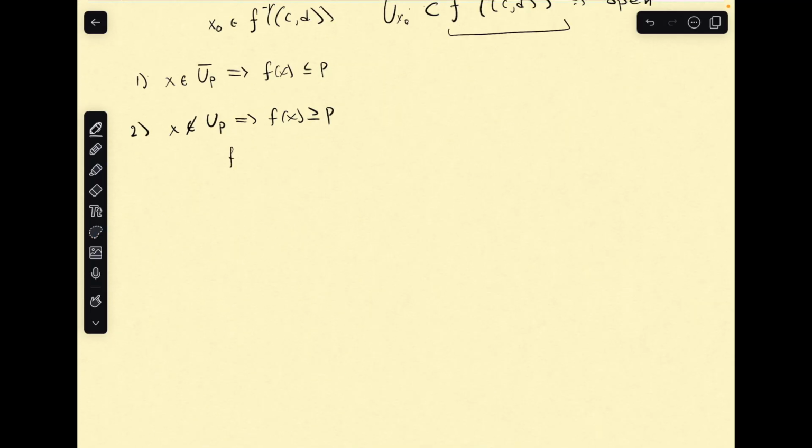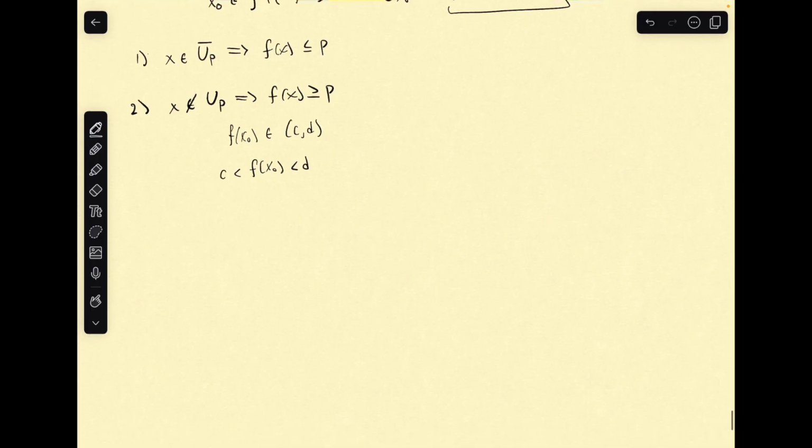So we have that f of x naught is some point in this interval from c to d. So c is less than f of x naught, which is less than d, and we want to find an open neighborhood of x naught in the domain such that its image is contained as well in this open interval from c to d. So firstly, we're going to use the fact that between any two real numbers we can find a rational number. So we can find two rationals, p and q, such that c is less than p, is less than f of x naught, which is less than q, which is less than d.